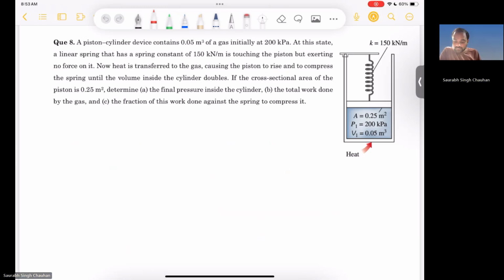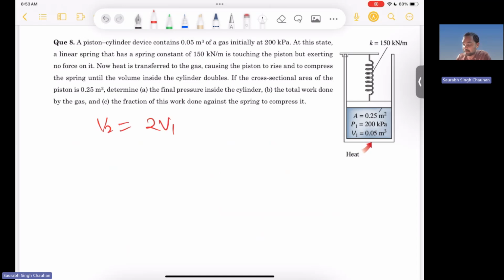Anyways, the cross sectional area of the piston is given as 0.25 meter square, and we have to find the final pressure inside the cylinder, the total work done by the gas, and the fraction of this work done against the spring to compress it. This is quite an easy question. We have the initial volume, right? And it says that in the final state, after the expansion, the volume will be doubled. So the final volume will be just double the initial volume.